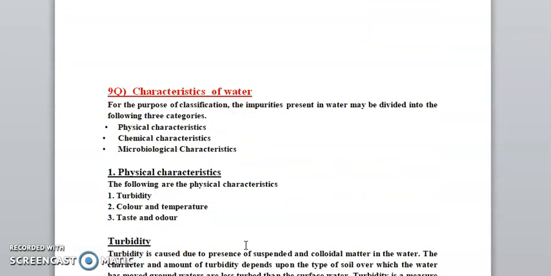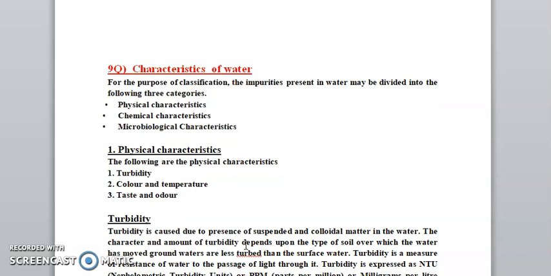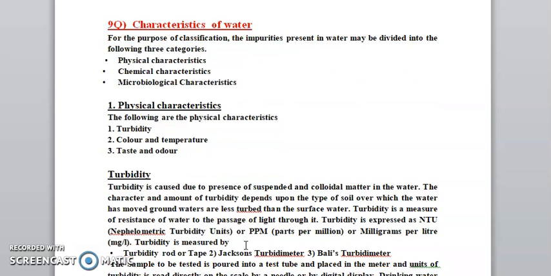Ninth question, water quality, characteristics of water quality. For the purpose of classification, the impurities present in the water may be divided into the following three categories. Physical characteristics: turbidity, color, temperature, taste and odor. Then we go to the chemical. First we will discuss the physical characteristics.